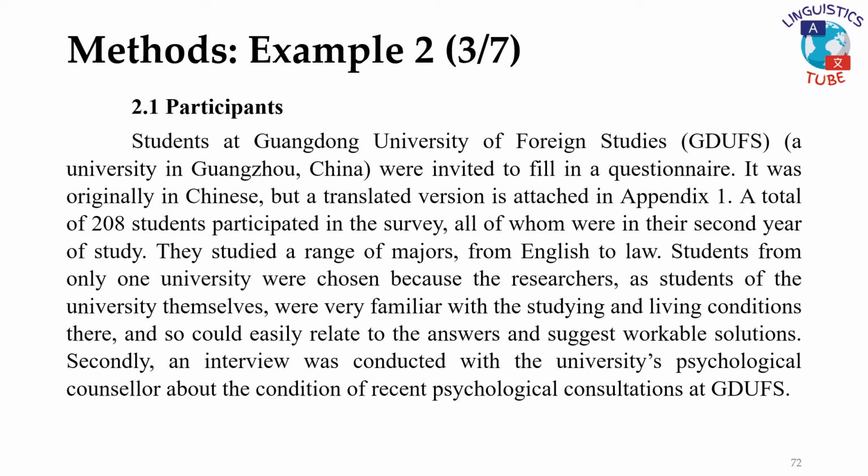Section 2. Methods. Section 2.1. Participants. Students at Guangdong University of Foreign Studies, GDUFS, a university in Guangzhou, China, were invited to fill in a questionnaire. It was originally in Chinese, but a translated version is attached in Appendix 1. A total of 208 students participated in the survey, all of whom were in their 2nd year of study. They studied a range of majors, from English to law.